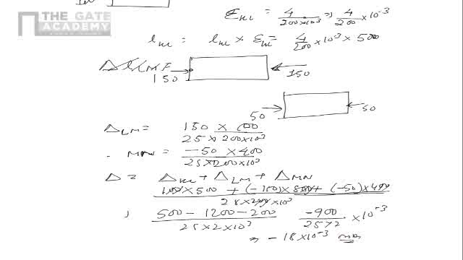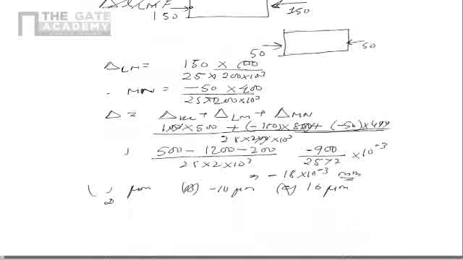So let's see what are the options which have been provided to us. Answer A is 1 micrometer. Answer B is minus 10 micrometer. Answer C is 16 micrometer, and answer D is minus 20 micrometer. But our solution doesn't match, so we have to check what has gone wrong. So I check the solution again.